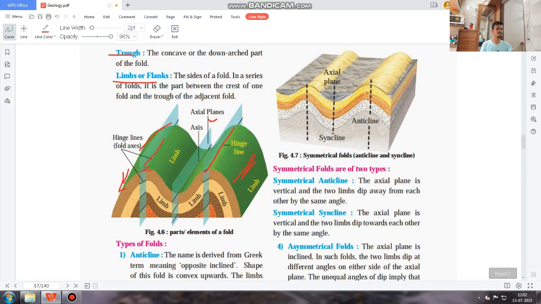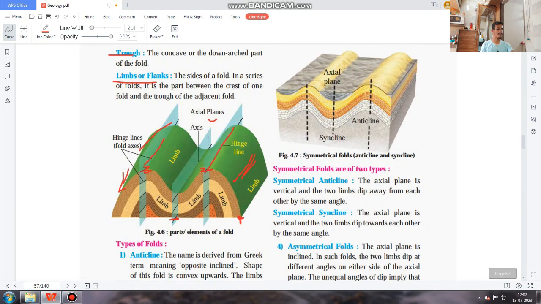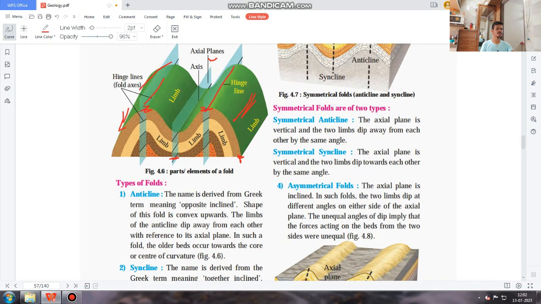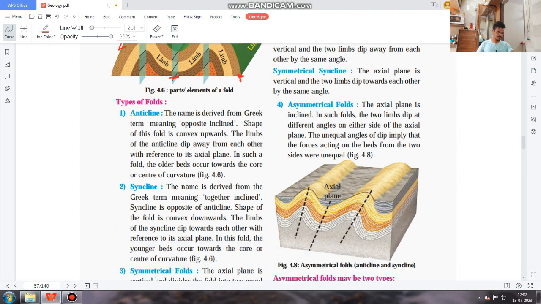Next is crest and trough. This is your crest, this is your trough. You can read this off. You can relate physics with this a little bit, not much. Types of folds, important.